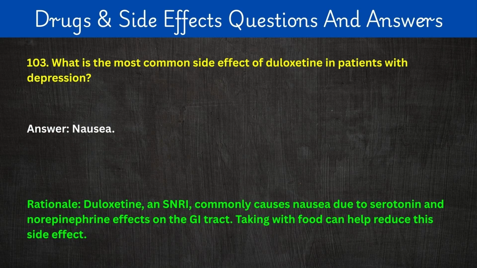103. What is the most common side effect of duloxetine in patients with depression? Answer: nausea. Rationale: duloxetine, an SNRI, commonly causes nausea due to serotonin and norepinephrine effects on the GI tract. Taking with food can help reduce this side effect.